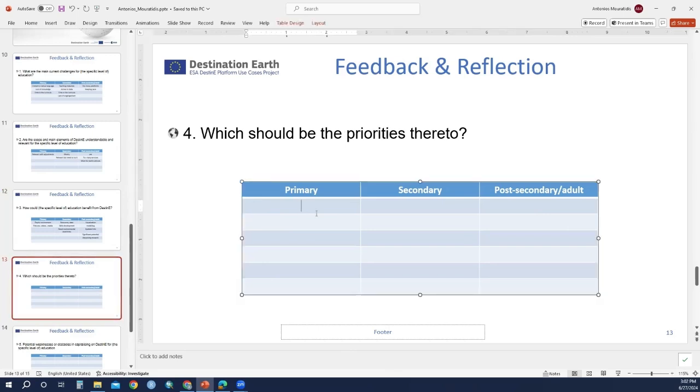So, Eleni? Well, this is linked also to the answers to some of the previous questions. For the primary sector, different languages seem to be a priority. So the content should be available in different languages, which is logical when we have to do with very young children. Age range based content also, and appropriate media usage for young children.